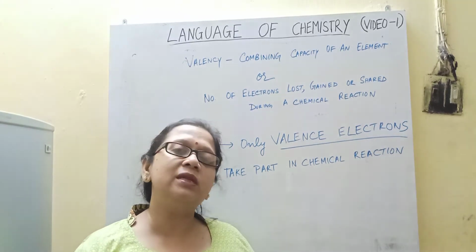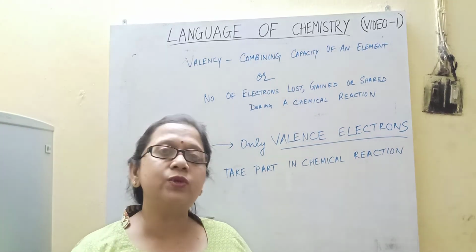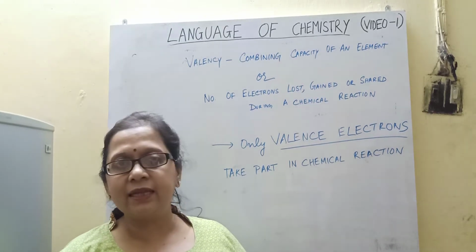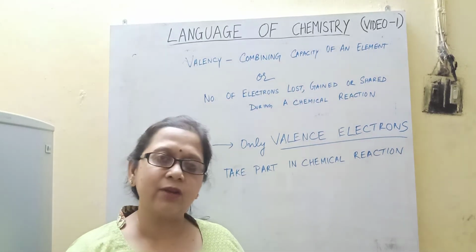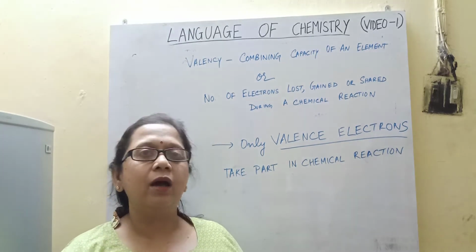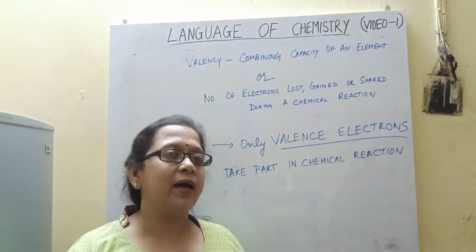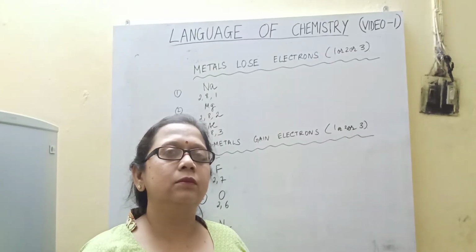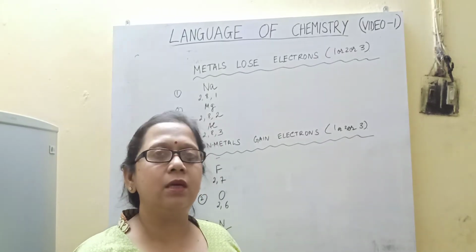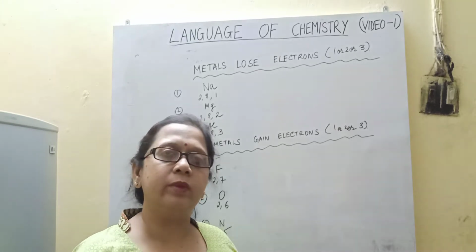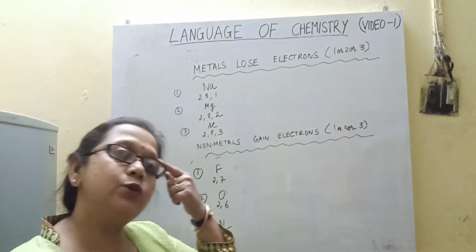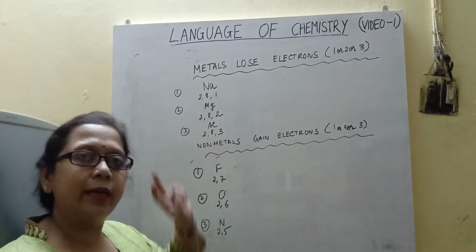So, we will take some examples to see how metals have valency by losing electrons and how non-metals have valency by gaining electrons. Now let us see how we get the valency of metals and non-metals. I told you metals lose electrons.